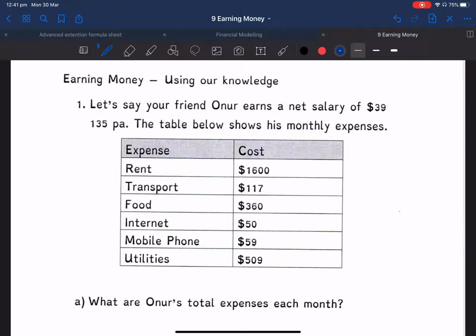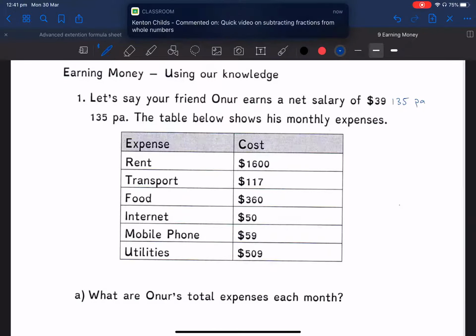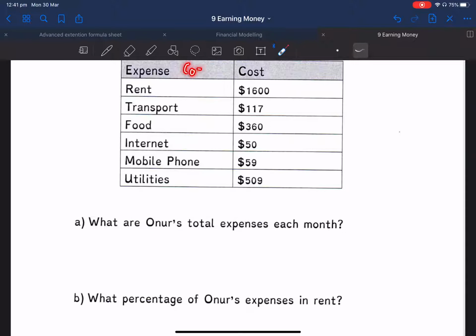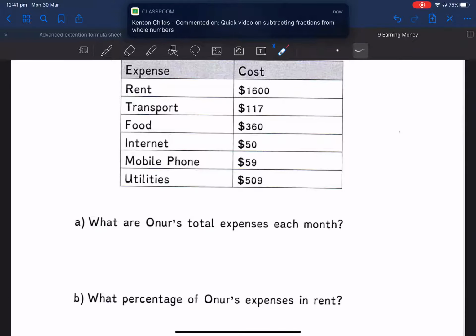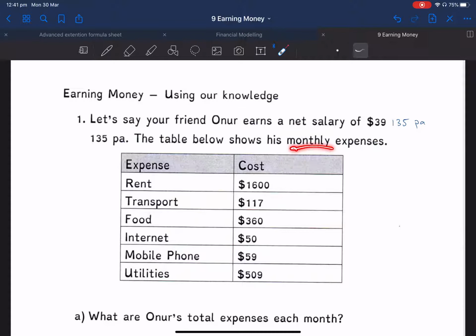Okay, so for part 1, we're going to say our friend, I do not know how we're going to pronounce this. I think it's Onu. We're going to stick with that. He earns a net salary of $39,135 per annum. That split's just a little bit weird because of printing. And then the table below shows his monthly expenses. So we've got our expenses, our costs, down the side. So the usual, you got rent, transport, food, internet, blah, blah, blah. And we've got the cost of those things down the right. And that was for each month.